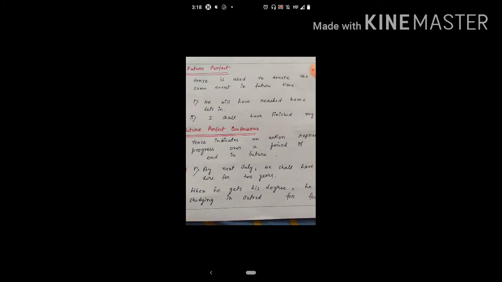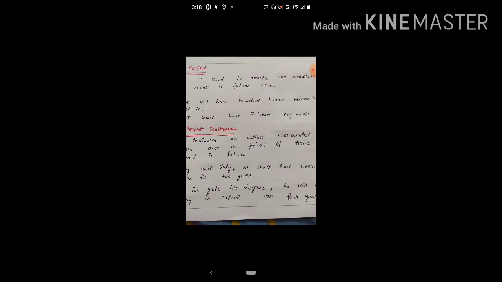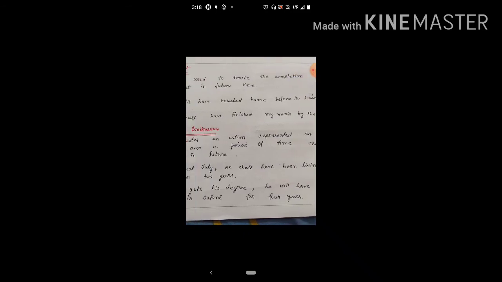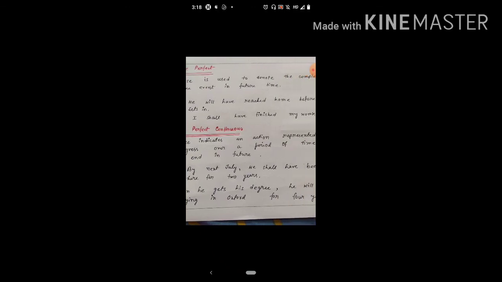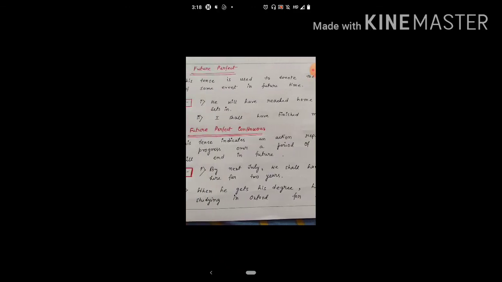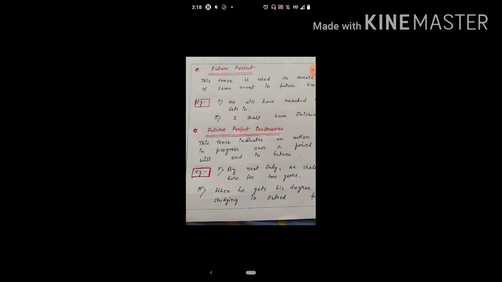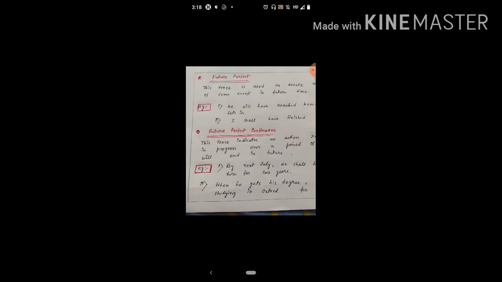And similarly, another example is I shall have finished my work by then. Here, by saying by then, I mention a future time. So, the completion of my work will be done in the future. So, it is also an example of future perfect tense. Now, look at the last point, that is future perfect continuous tense.